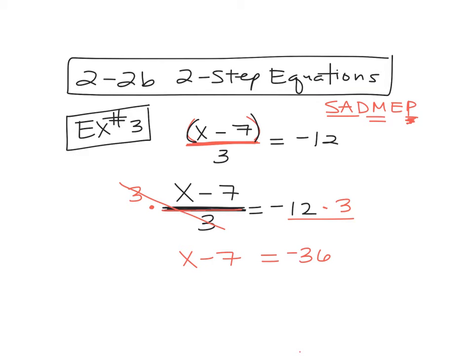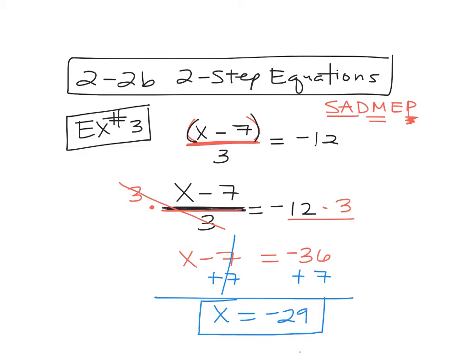What's your next step then? Add what? Add 7 to both sides. We want to isolate the x, so go plus 7, plus 7. So you get x equals, this is gone now, negative 36 plus 7 is negative 29. Okay?